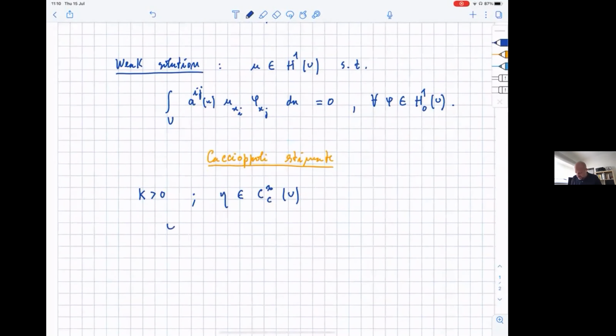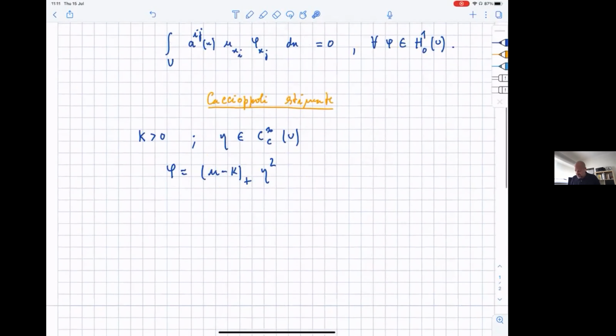Okay, and then you test the equation with phi equal to (u minus k)_+ times eta squared. Okay, so this is the positive part of the function. So this is u minus k if u is greater than k, and it is 0 if u is below k. And this is, of course, an element of H^1 because the positive part of an H^1 function remains in H^1, and this cutoff makes the function 0 on the boundary, right? Because this has compact support. So this function is a legitimate test function. And if you use it in the definition of weak solution, you get this. So, integral over U, a_ij, of course I'm summing in i and j.